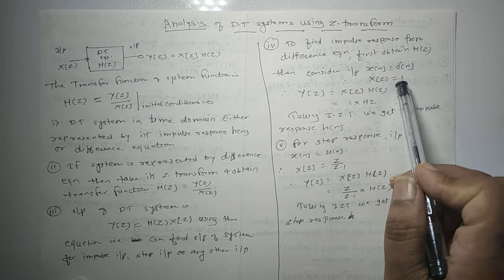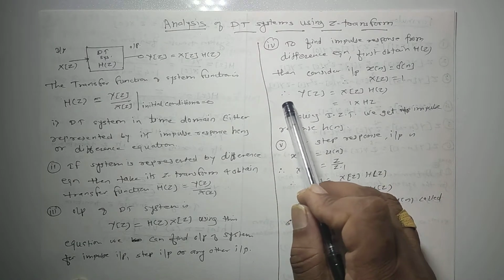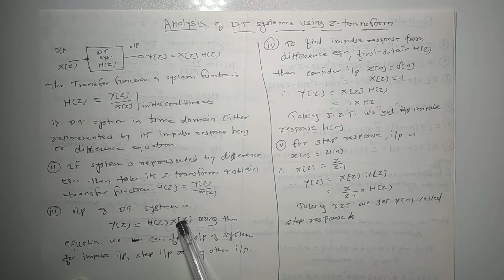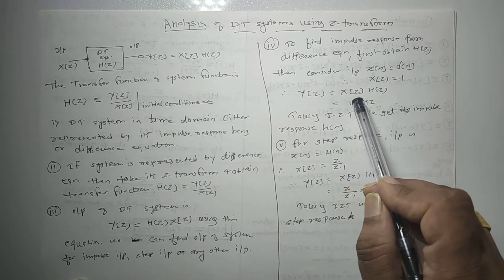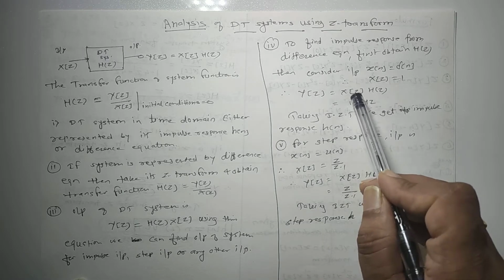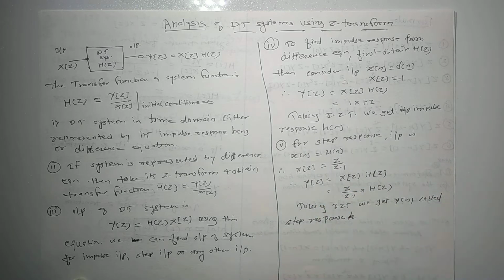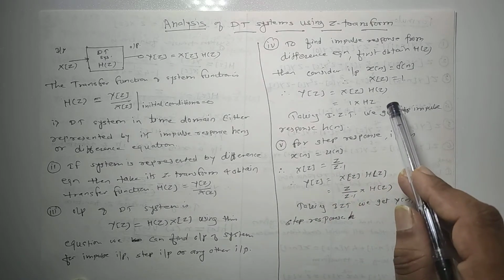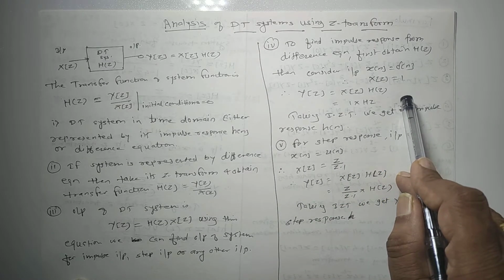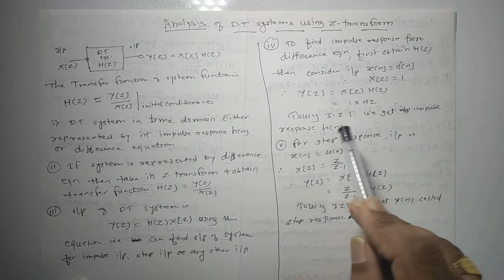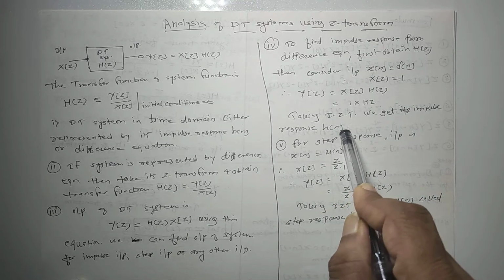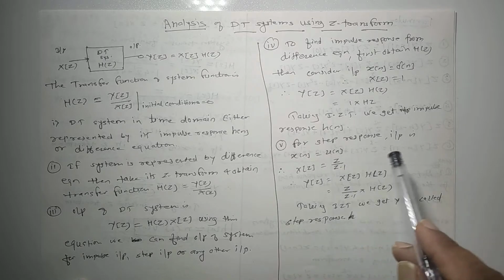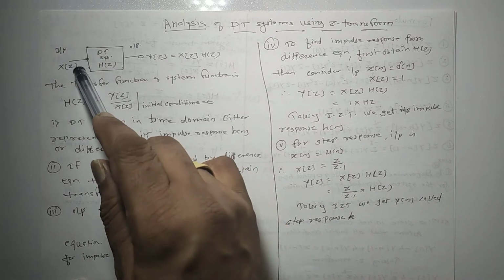The Z transform of delta n is 1, and therefore if you put X of z equal to 1 in Y of z is equal to X of z into H of z, you get Y of z is equal to H of z, and H of z we already obtained in this equation. So put the value of H of z here and take the inverse Z transform, and we get the impulse response h of n.